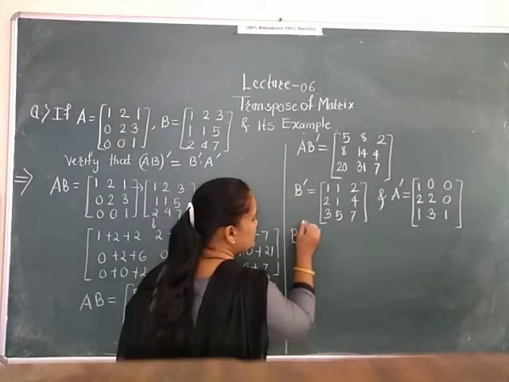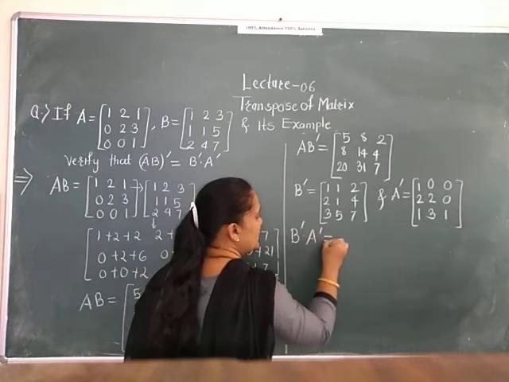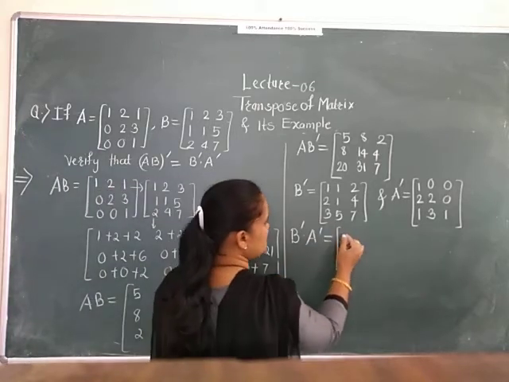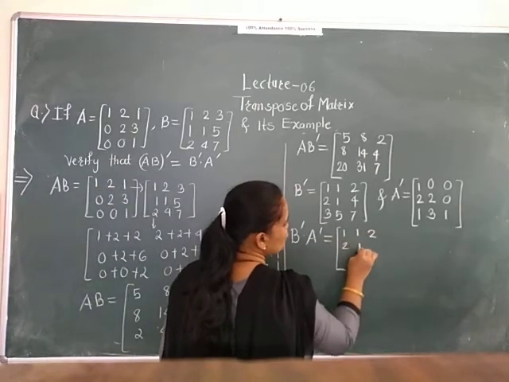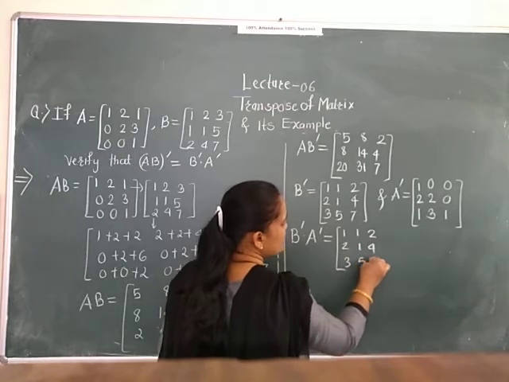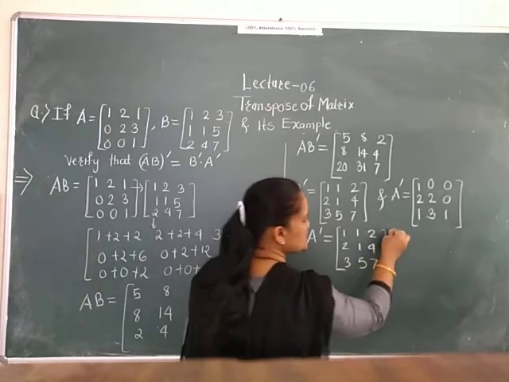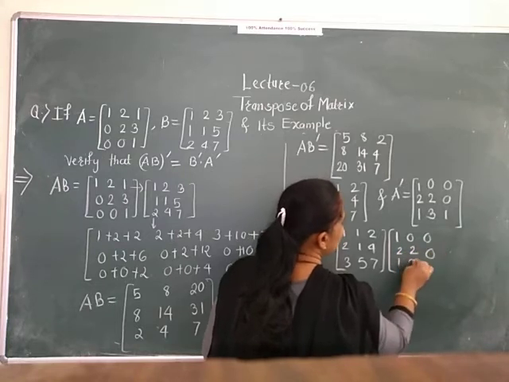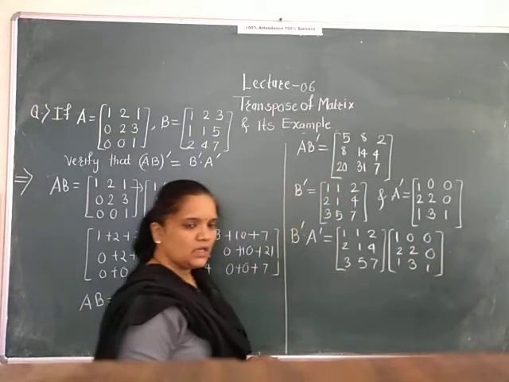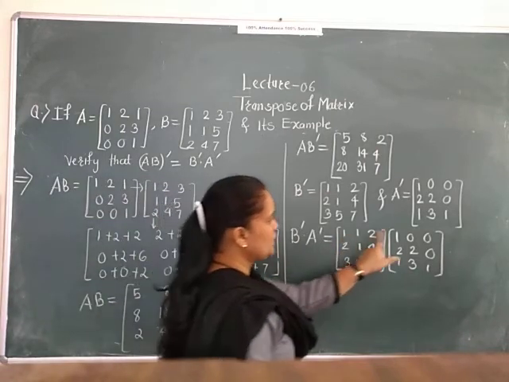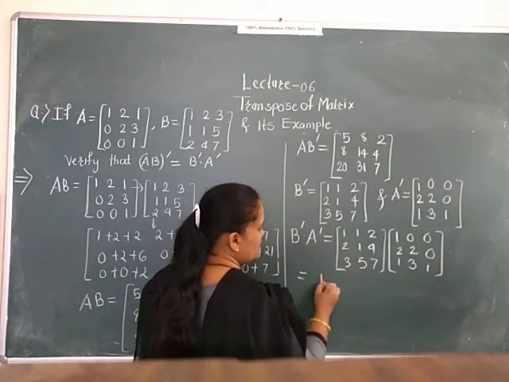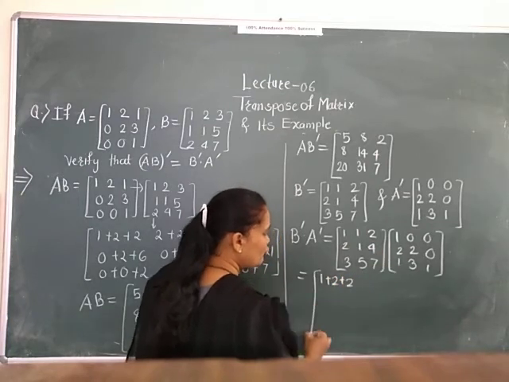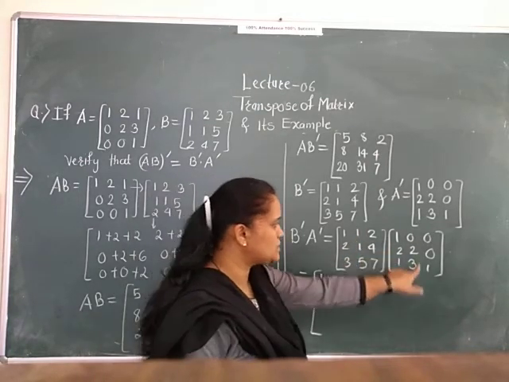Here we will calculate B dash into A dash. So B dash, I will write its value: 1, 1, 2, 2, 1, 4, 3, 5, 7. A dash: 1, 0, 0, 2, 2, 0, 1, 3, 1. Now let's do the multiplication here. 1 into 1, 1, plus 2, plus 2. First row, first column. Now first row, second column.